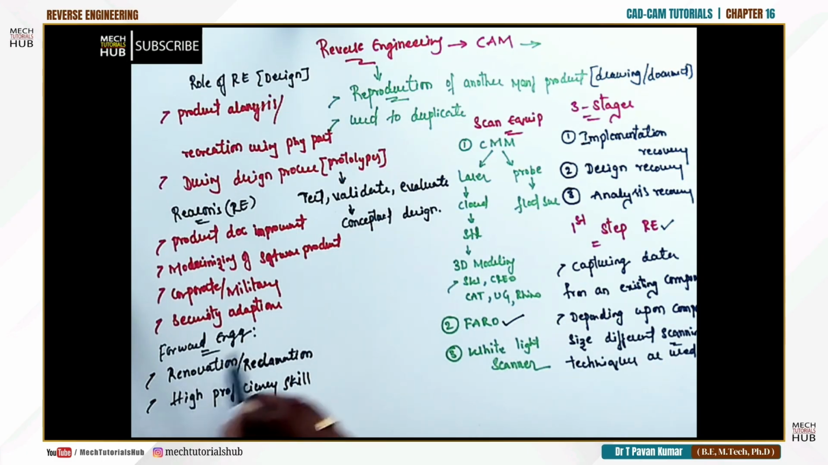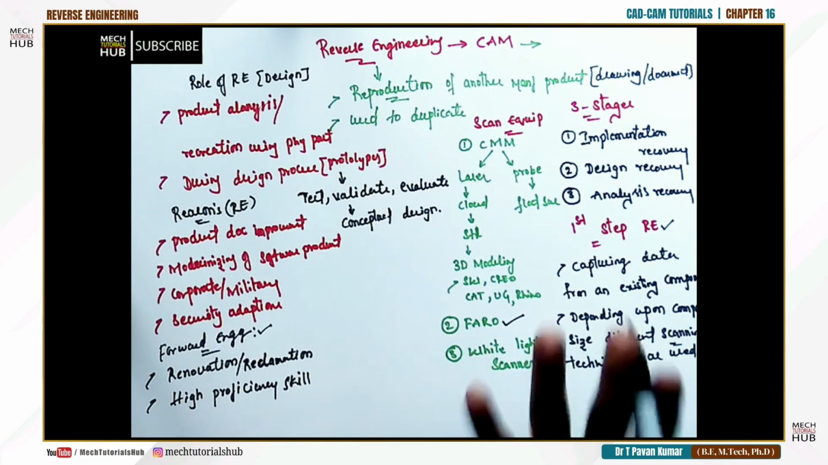In forward engineering, we start from the scratch level. We don't have any masterpiece or base to develop the model. We start from the beginning. Whereas in reverse engineering, you have everything in front of you. The model is in front of you.